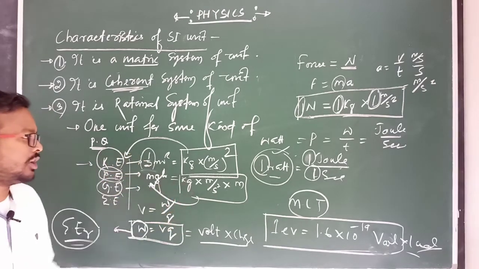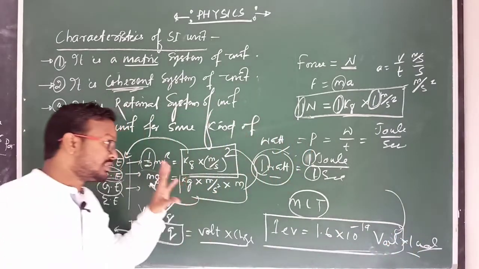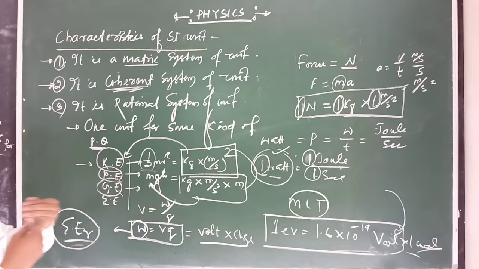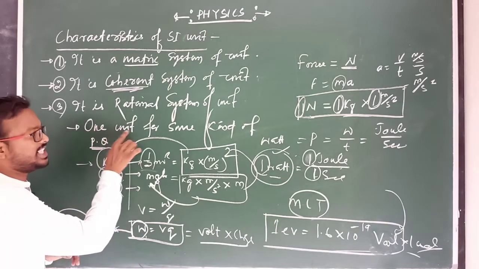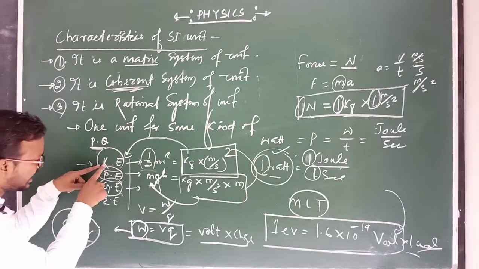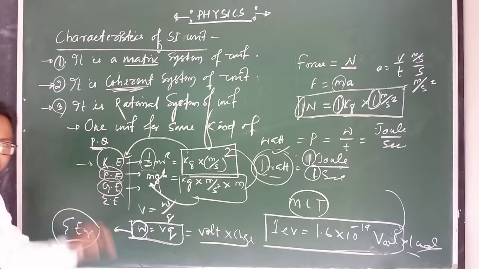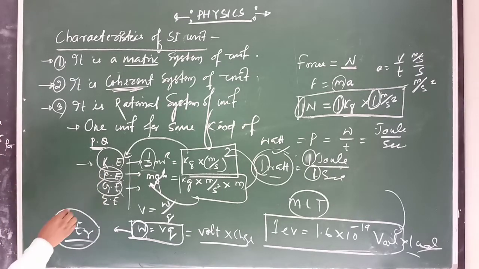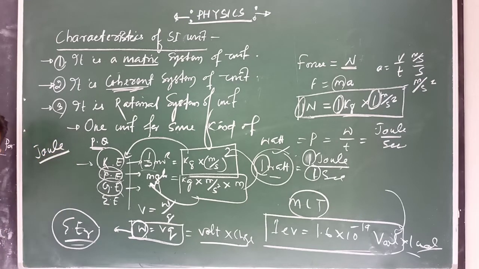So it is difficult to remember all these formulas and units, so we take only one unit, which is a convenient method to remember. We use one unit for the same kind of physical quantity. For kinetic energy, potential energy, gravitational energy, and all the energies, we take one unit, known as joule. Clear?